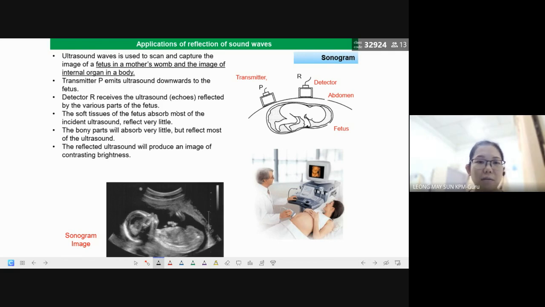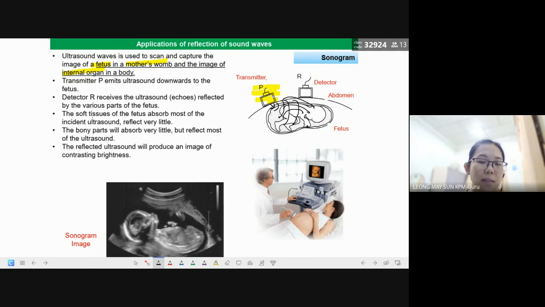Okay, ultrasound is used to scan and capture image of the fetus in a mother's womb and the image of the internal organs. All right, so this picture is actually the sonogram effect from the baby featuring. So how does this happen? Transmitter P, all right, it will actually send a single signal, one single of ultrasound moving downwards towards the baby. All right, when it hits the baby, it will actually bounce back up and be detected by the detector. All right, so this is actually reflection occurring. All right, this is application for reflection.